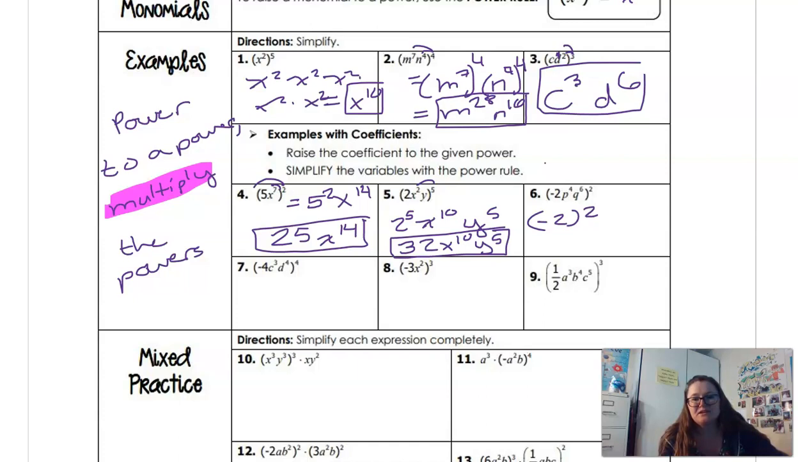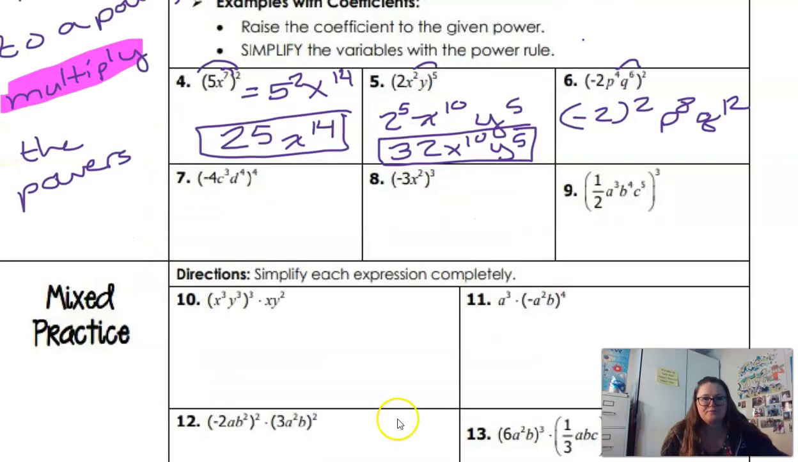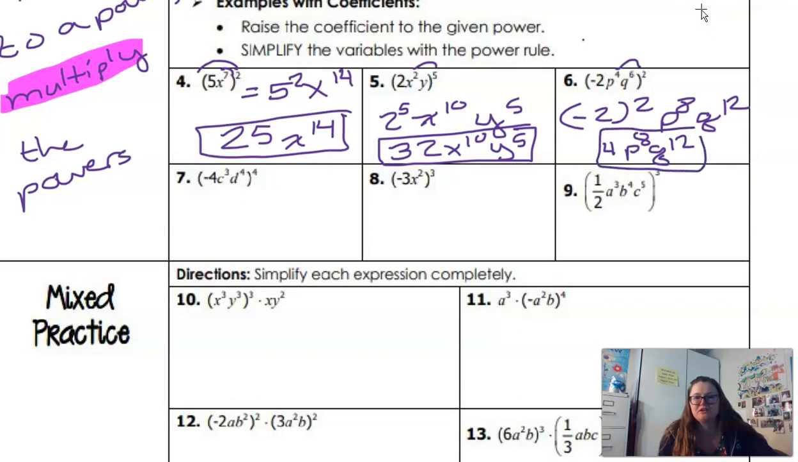So this is going to be negative 2 squared, p to the 4 times 2 is 8, q to the 12th. So the next one, oh, we didn't finish this one yet. So we have negative 2 squared, p to the 8th, q to the 12th. Well, that's going to be 4, and then p to the 8th, q to the 12th, your final answer. You just have to make sure you actually multiply or do that power in your calculator, or in your head if you know what 2 squared is.